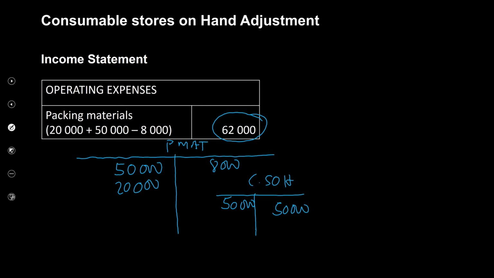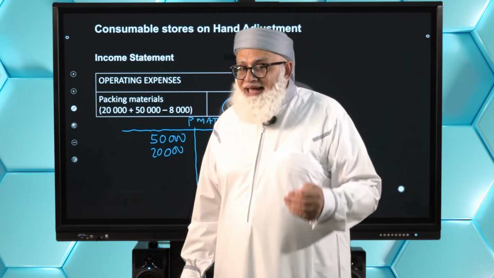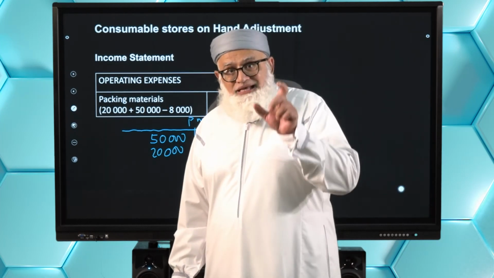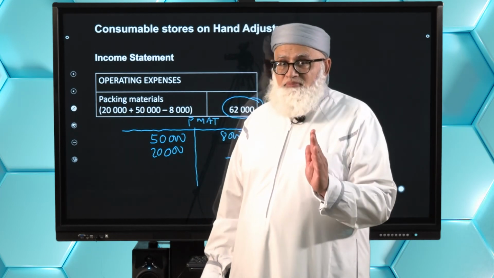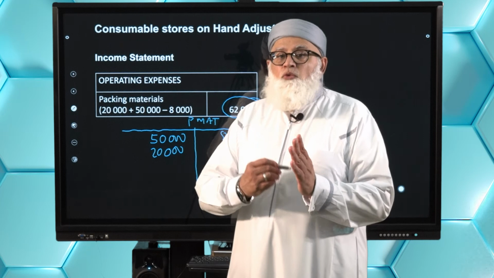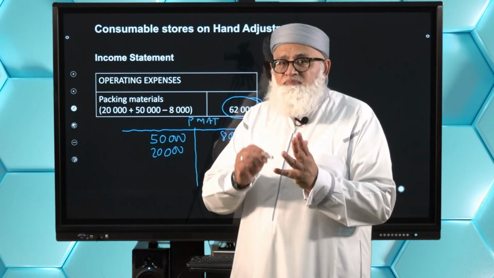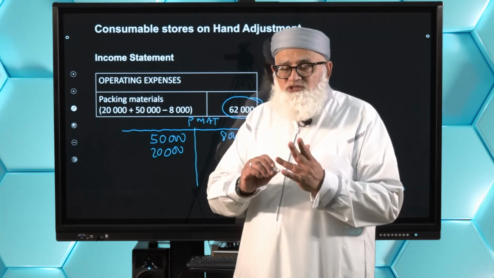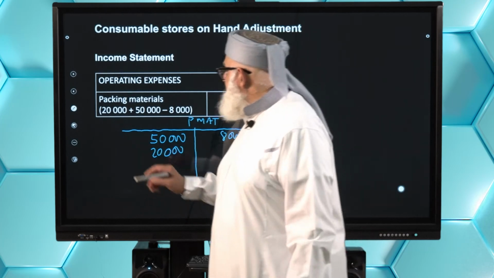So what's very important is go and check in your trial balance, under your balance sheet section: is there any item that needed to be reversed which was not reversed? Focus on the five: accrued income, deferred income, accrued expense, prepaid expense, and consumable stores on hand.